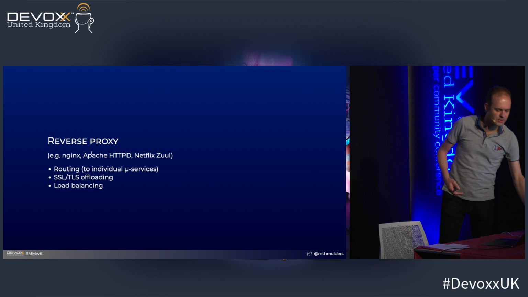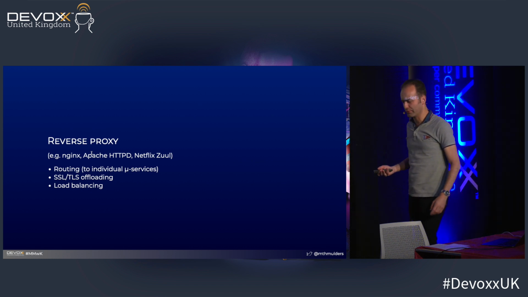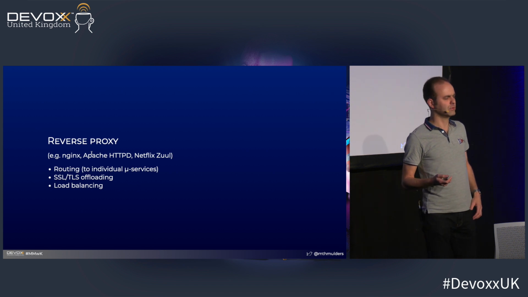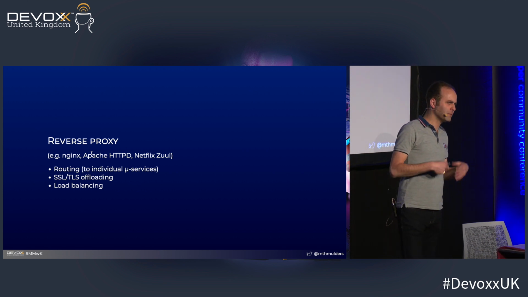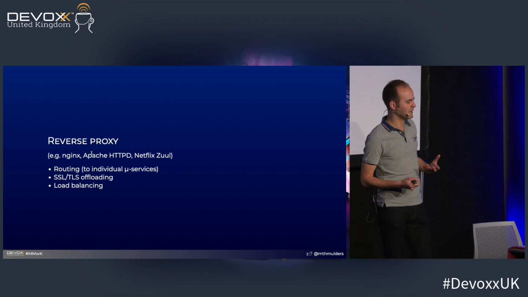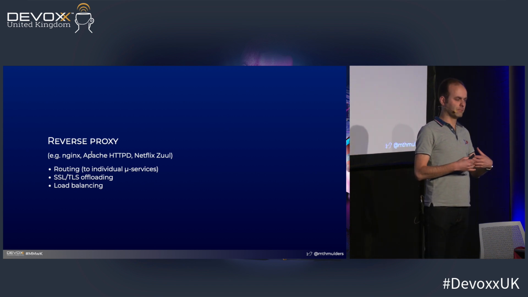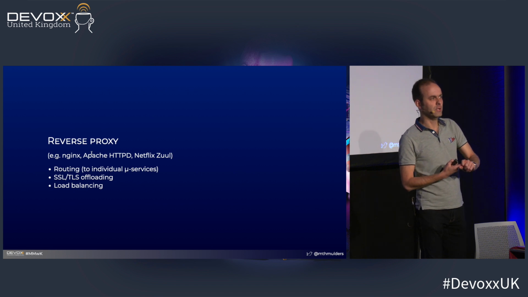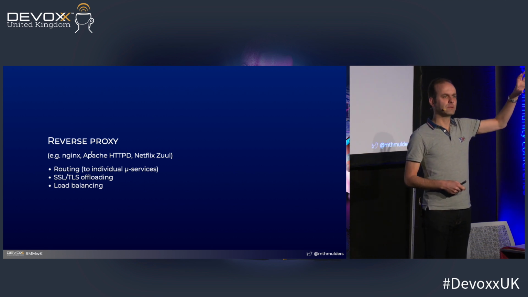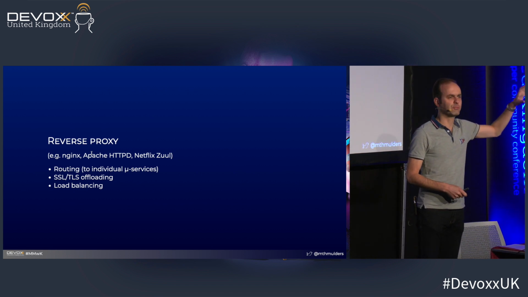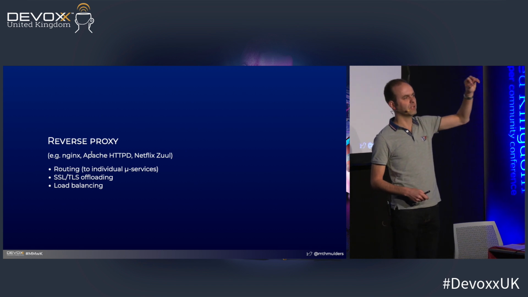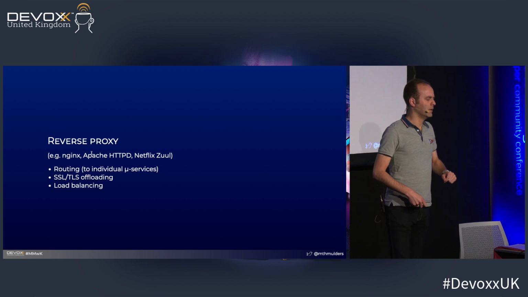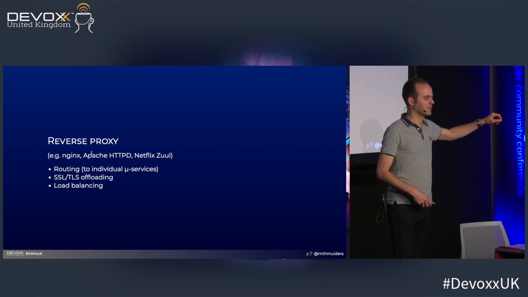And of course, there's more solutions. I mean, Nginx would do that for you. HTTP would do that for you. Zuul from Netflix would do that for you. And typically, a reverse proxy has a few capabilities that are pretty useful already. They can do routing. So I have one public address, and the reverse proxy will know, okay, if the request comes into this context, I'll just redirect it there. And for another address, I'll just redirect it there.